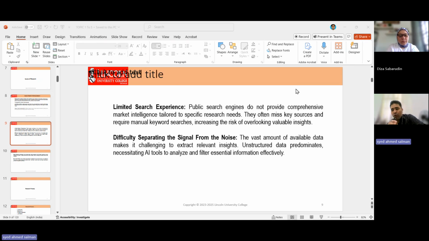This is also one of the biggest challenges. Limited search experience. You can search about that product only in a limited way, not comprehensively. Public search engines do not provide comprehensive market intelligence tailored to specific research needs. They often miss key sources and require manual keyword searches, increasing the risk of overlooking valuable insights.